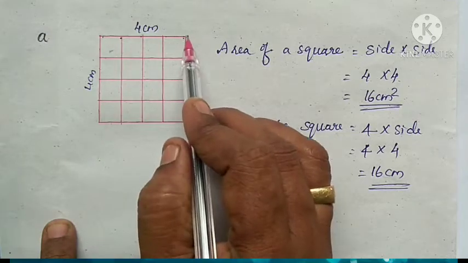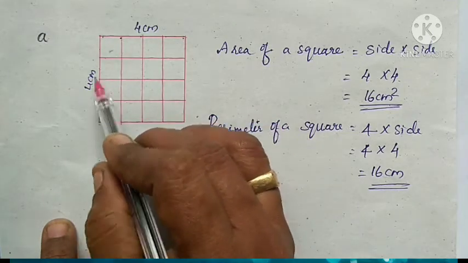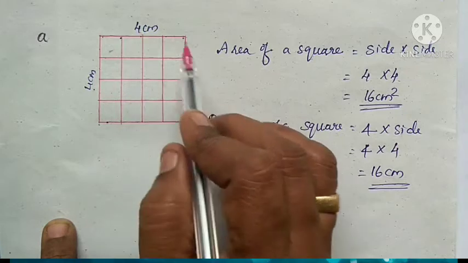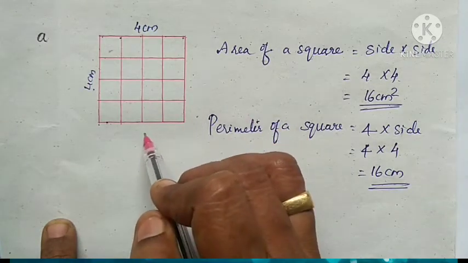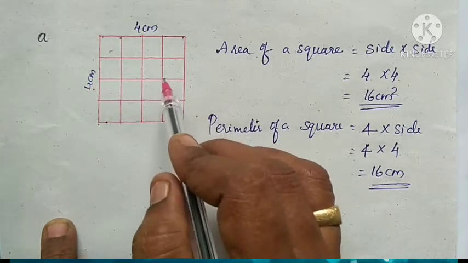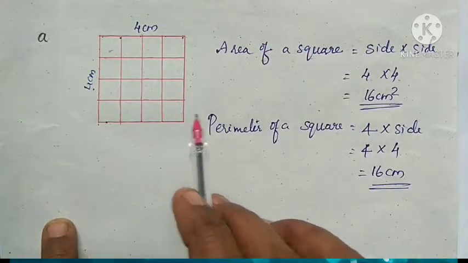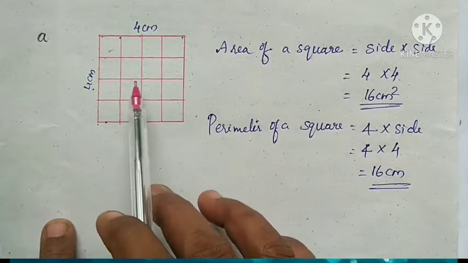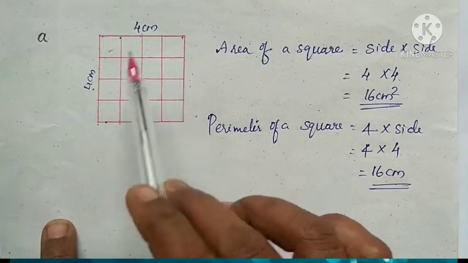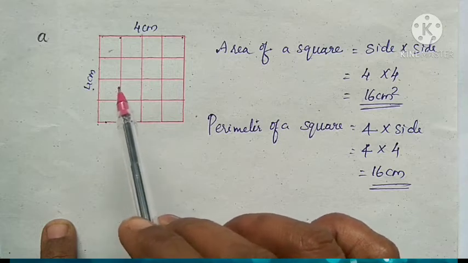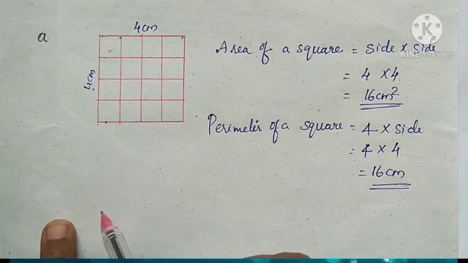So, here 4, here 4, here 4, and also here 4. So, 4 plus 4 plus 4 plus 4. 4 plus 4, 8. 8 plus 4, 12. 12 plus 4, 16. So this is another way we have to find out the perimeter of this figure. Understand? So this is one method, and another method is you have to use the figure to find out the area and perimeter. Understand all of you? So move to the next question.